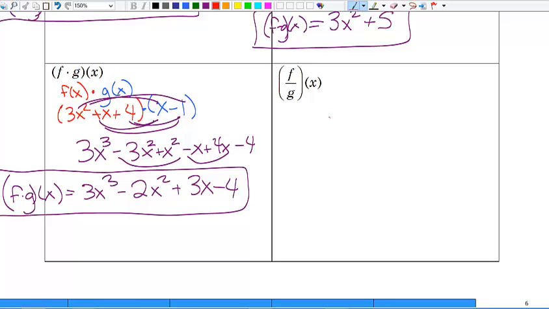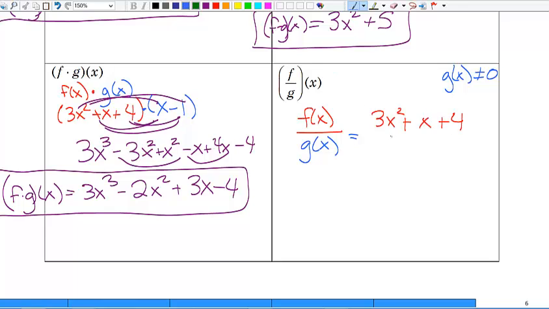My last example, I have f divided by g of x, so I have f of x divided by g of x. And we're going to assume that g of x can't be 0, okay? Because that's part of my function. So my red function is 3x squared plus x plus 4 divided by g of x, which is x minus 1. Well, there's not really much I can do here.